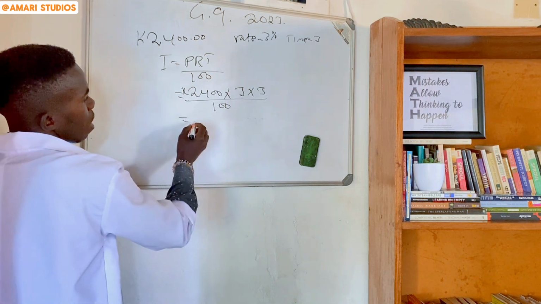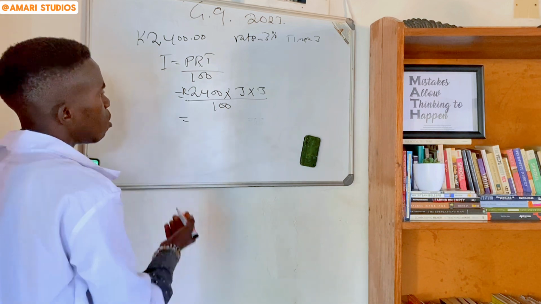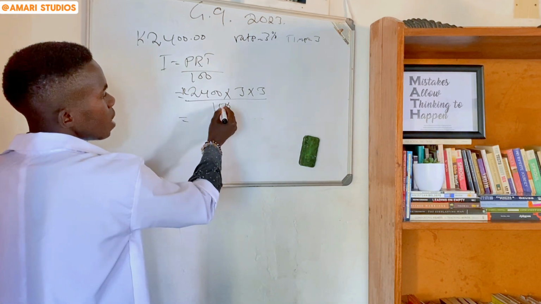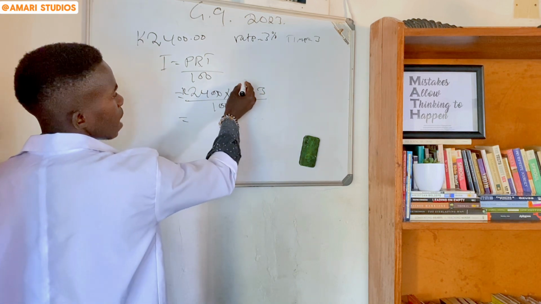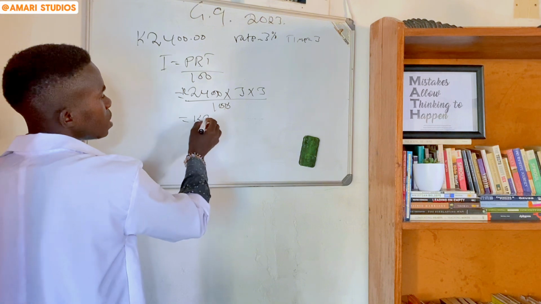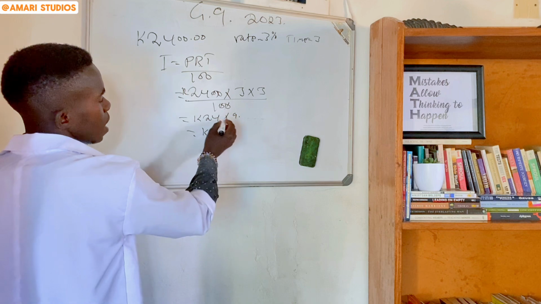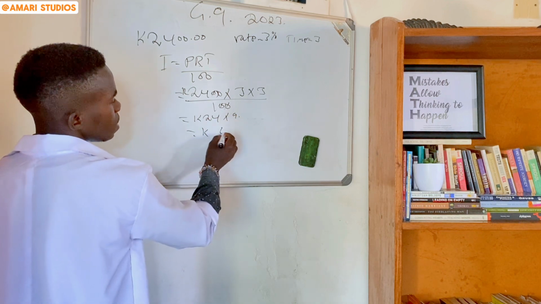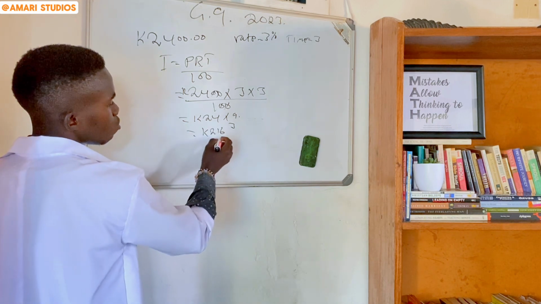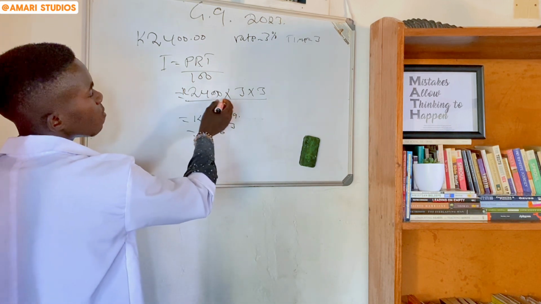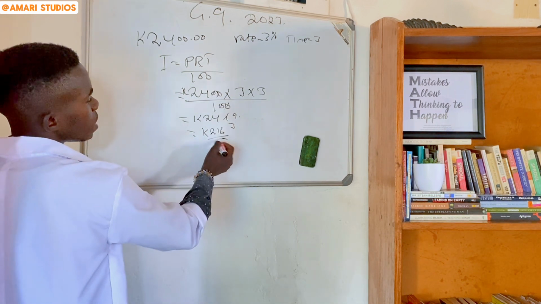So now we continue. Because we don't have a calculator, we have to reduce the numbers into their lowest terms. So the 0 and the 0 there, they divide. Then 3 times 3 is going to give us a 9. Then 9 times 24 there. So 9 times 4 is 36, 6 remainder 3. 9 times 2 is 18 plus 3, that will give us 21. Meaning that when you multiply 2,400 times 3 times 3 divided by 100, it will give you 216 kwacha.